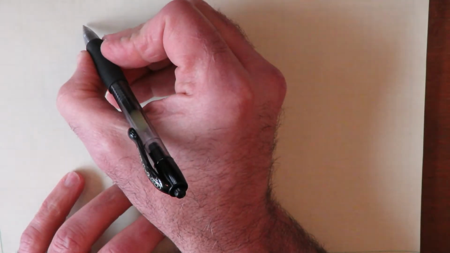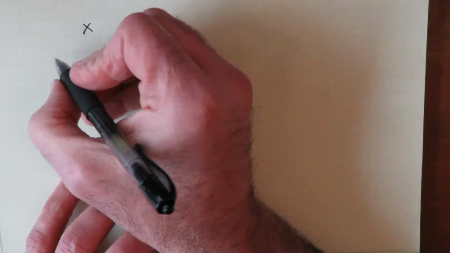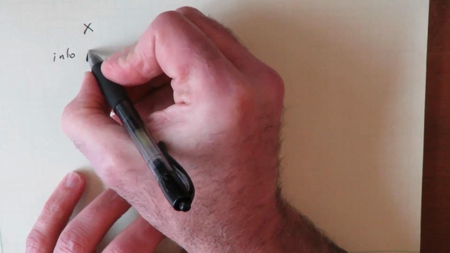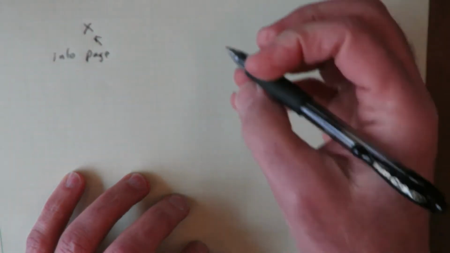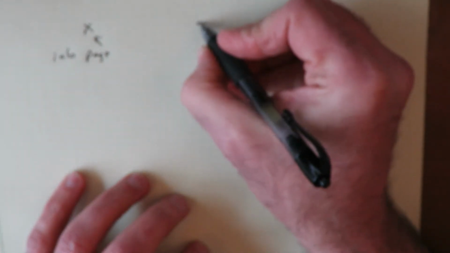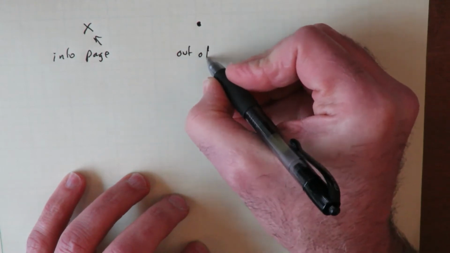If a vector is going into the page, it is represented by an X, which means whatever is happening is going down into the page away from you. So this is into the page. And if the vector is coming out of the page, emerging out of the page toward you, it is just a dot. So this is out of the page.